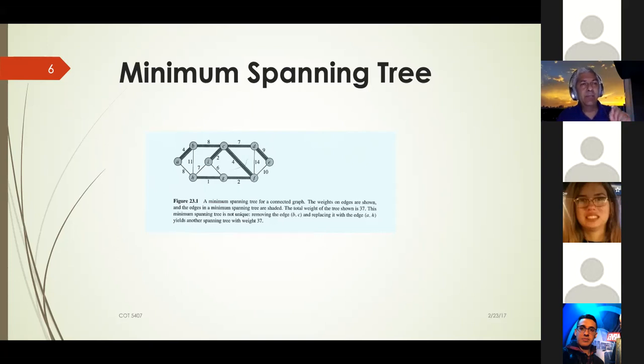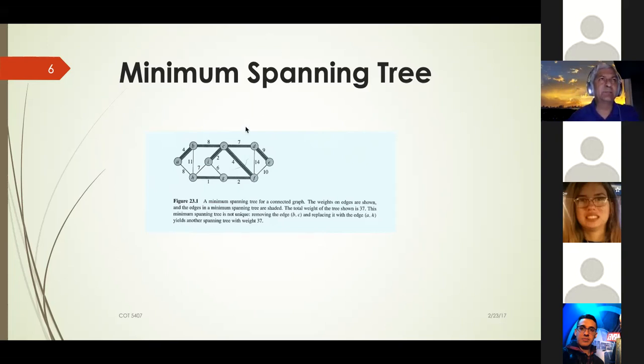Next, a minimum spanning tree. Well, before I tell you what a minimum spanning tree is, I have to tell you what the weight of a spanning tree is. The weight of a spanning tree is simply the sum of the weights of all the edges in that spanning tree. And a minimum spanning tree is the spanning tree of minimum total weight, which means the sum of the weights of all the edges is as small as possible.